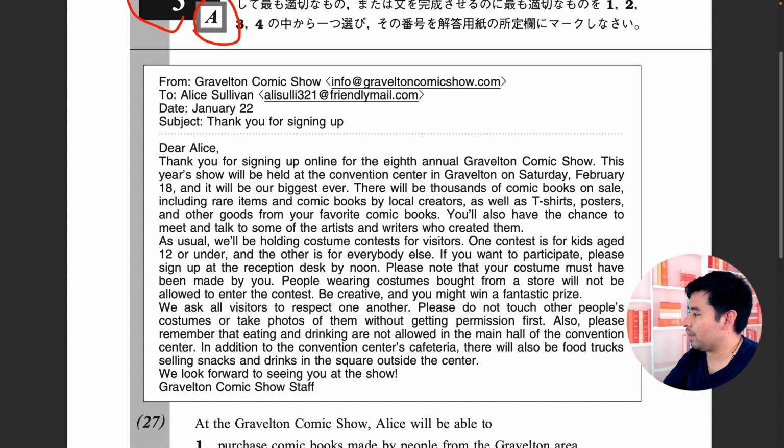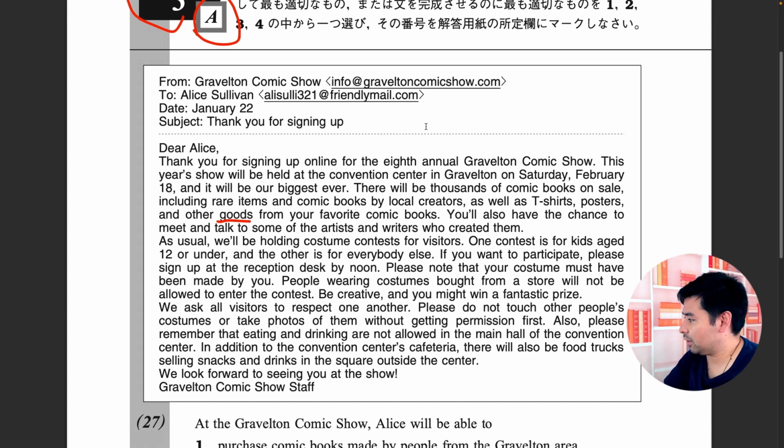This year's show will be held at the Convention Center in Gravelton on Saturday, February 18th, and it will be our biggest ever. There will be thousands of comic books on sale, including rare items and comic books by local creators, as well as t-shirts, posters, and other goods from your favorite comic books. Of course, goods here doesn't mean good like an adjective, as in I'm good, but I guess it works as a noun. Goods, like it's something, okay?